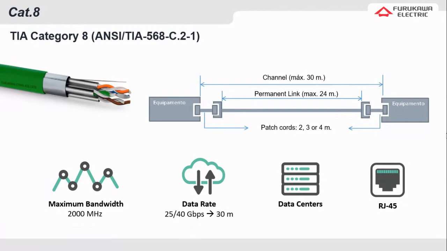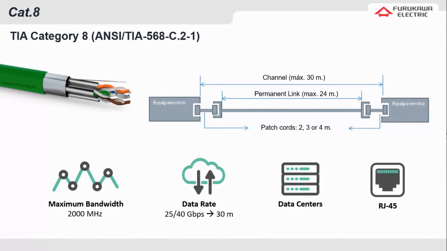Still, bear in mind that this is an F/FTP cable where each pair is individually shielded by an aluminum foil tape and then another tape is applied over the cable core. So this results in a cable with a particularly large diameter and quite heavy as well.